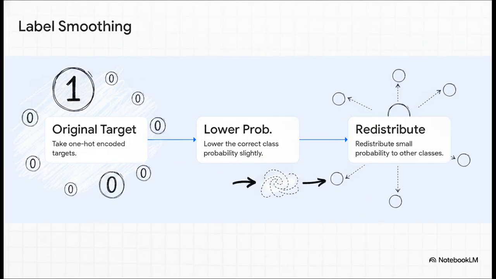Next is label smoothing. Normally, in classification tasks, we train an AI with absolute certainty, a hard 1 for the correct answer and a 0 for everything else. But absolute certainty, that leads to overconfidence. Label smoothing takes that 1, lowers it slightly, say down to 0.9, and redistributes that remaining 0.1 across all the other classes. It fundamentally stops the model from just outputting absolute 1s and 0s.